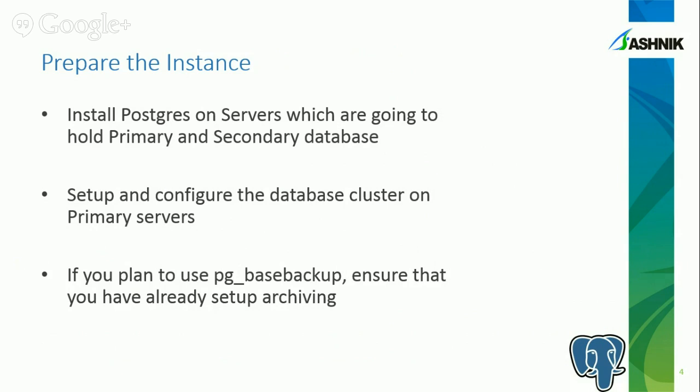Then what you need to do is set up and configure the database cluster on the primary server. Once that is done, you can use pg_basebackup to get a backup, and you will need to ensure that archiving is in place if you are using pg_basebackup, so that any WAL files which are generated during the backup process are also available when you start up the replica.